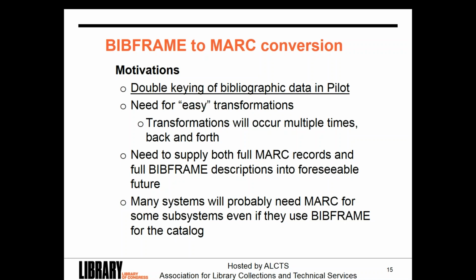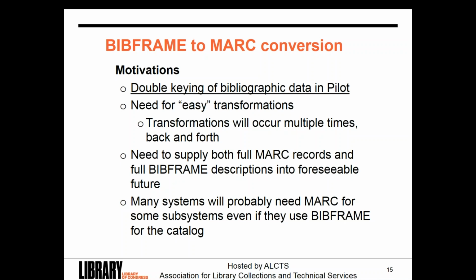We need flexibility. So we need easy transformations from BibFrame to MARC and MARC to BibFrame. We think that we will be transforming multiple times back and forth as we receive MARC from other agencies, as we need to send MARC to other agencies. And then there will be data that is in MARC that we need to transfer in BibFrame. We need to supply the full MARC records and the full BibFrame descriptions, we think, for a very long time in the foreseeable future. We really don't know, but we've got to build in some flexibility.